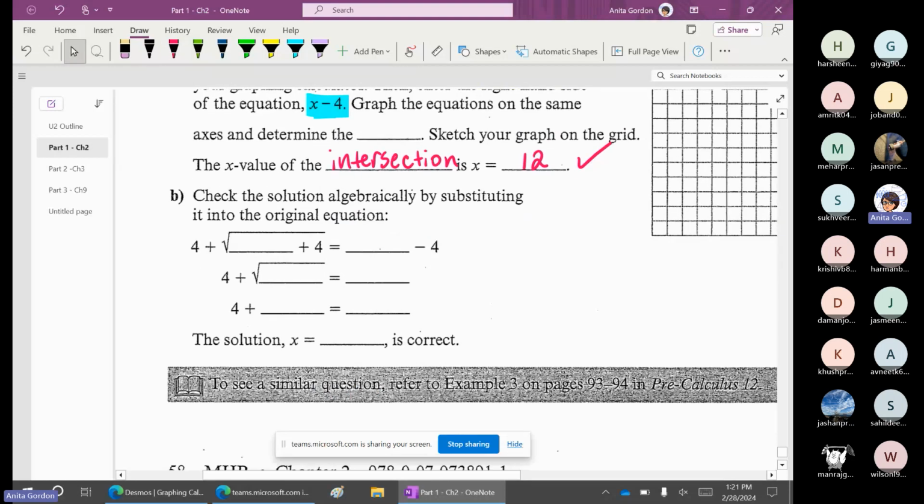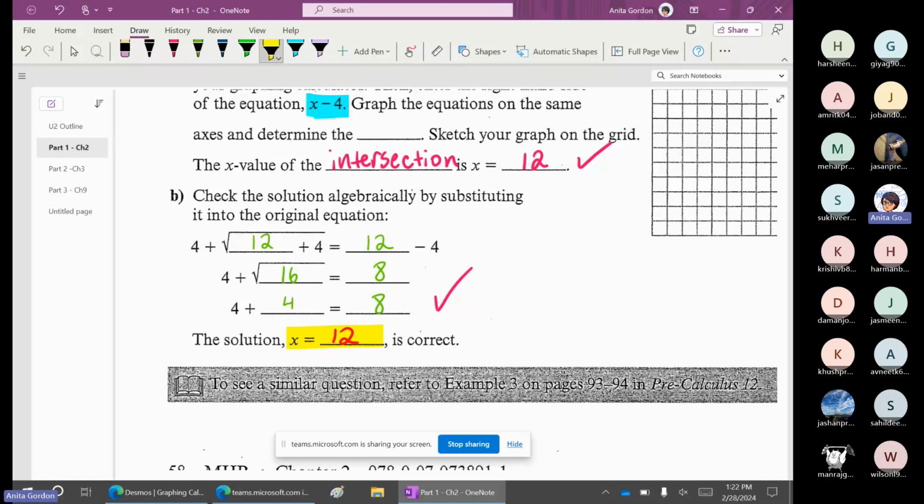Let's check the solution algebraically, left side versus right side. I put the 12 in here. I put the 12 in here. 12 minus 4 is 8, and 8. I don't have anything else I can do on the right side. On the left side, 12 plus 4 is 16. Square root of 16 is 4. 4 plus 4 is 8. So it passes the algebraic test. So therefore, we have a solution at x equals 12.